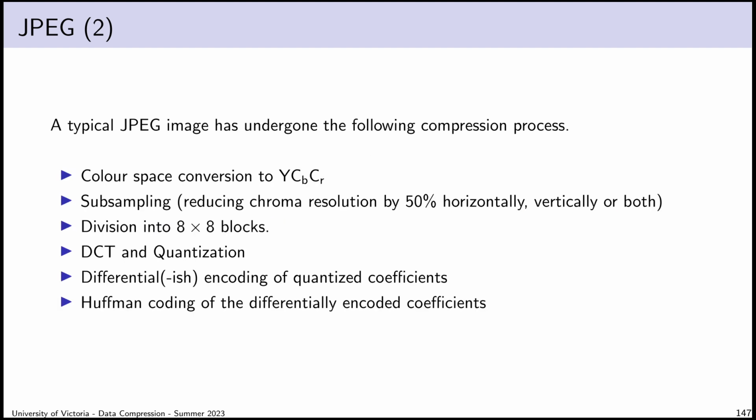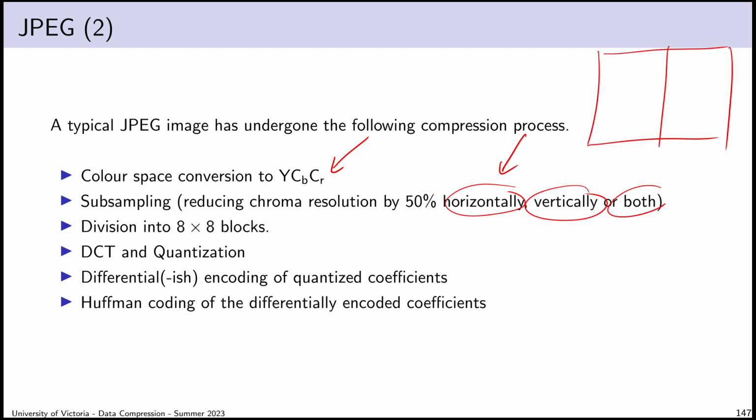JPEG provides compressors with lots of authority to make decisions, but a typical JPEG image has probably undergone the following. We represent the image in YCbCr. We perform chroma subsampling by 50%, either horizontally, vertically, or both. In other words, you are allowed to subsample by getting rid of only horizontal resolution or only vertical resolution. But in general, you'll probably do 4:2:0, where you scale down the color planes uniformly by a factor of 2 in both dimensions, to 50% of their original size. We leave the Y plane at its original size.